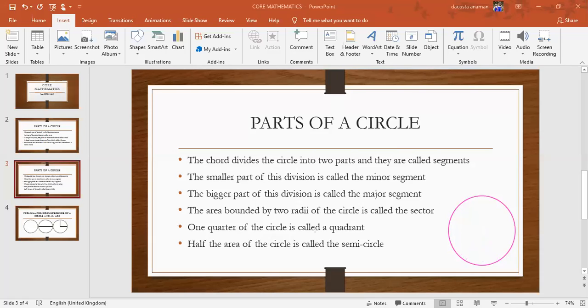Now, a quarter of the circle is called a quadrant. The circle can be divided into 4 equal parts, as you can see from this diagram. So a quarter of this circle, which is this part, is called a quadrant. This is a quadrant, this is another quadrant, this is another quadrant, and this is another quadrant.